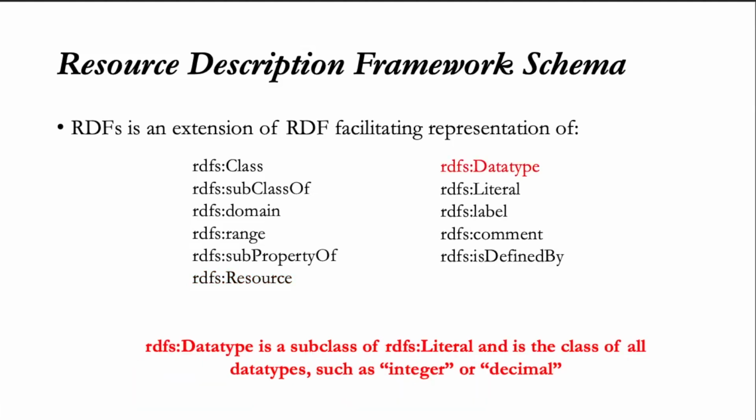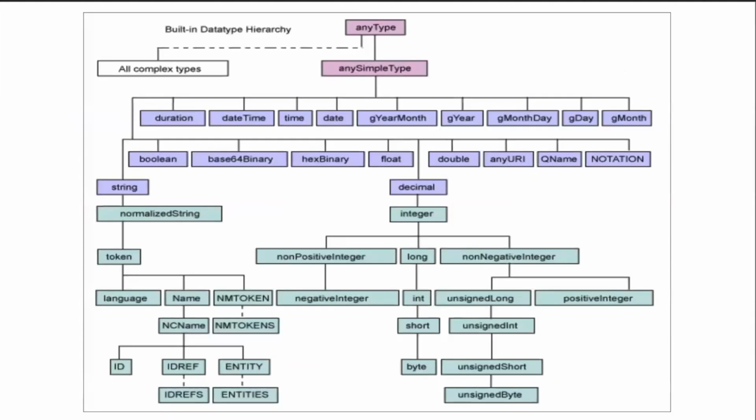In addition, data types are within scope. A data type is a subclass of RDFS literal, which will come in a second, and is the class of all data types such as integer or decimal. There's a well worked out standardization around data types that you can see here. There are logical relationships among them. They're standardized domains. Integers include, for example, all of the integers.